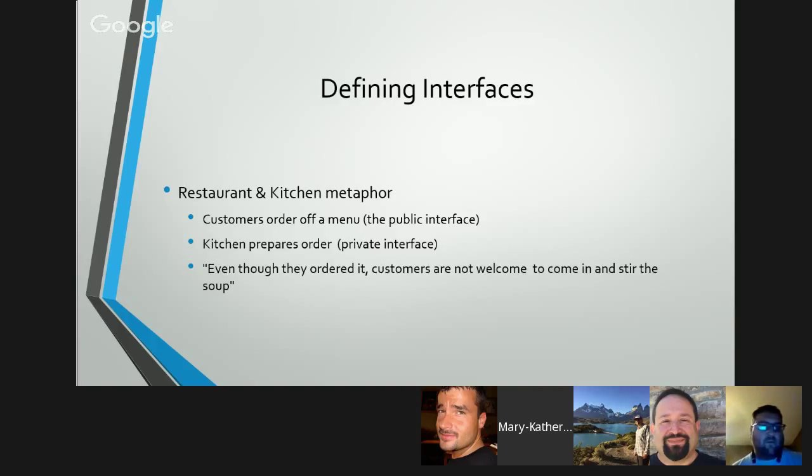The next section was about defining interfaces, and she uses this kitchen and restaurant metaphor. So basically she says, you know, the customers order off of a menu, that's a public interface, the kitchen prepares the order, that's a private interface. To the customers, it just looks like they send a message, you know, an order back to the kitchen, and what they want magically appears. They don't need to see all the mess in the kitchen, and that's kind of the same principle. And she also has a quote: even though they ordered it, customers are not welcome to come in and stir the soup. So, you know, that would be weird.